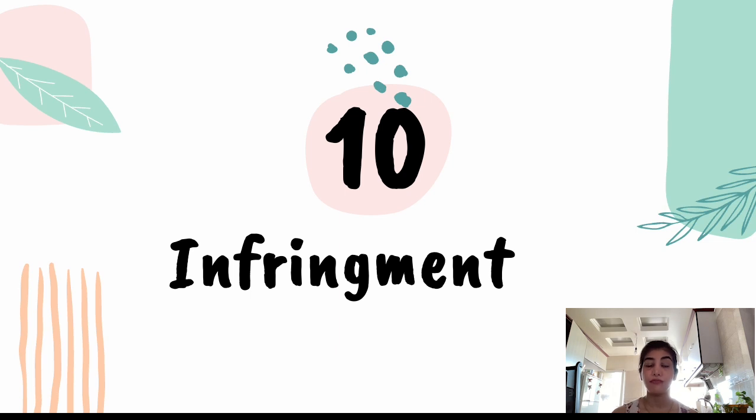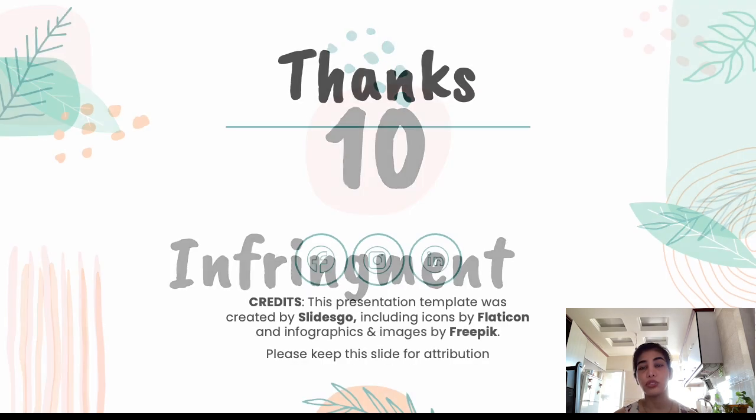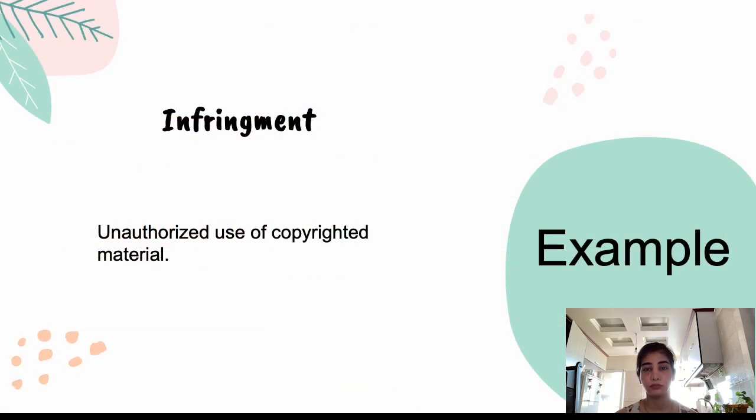Number ten, infringement. Infringement is violation, using a copyright without the authorization or permission of the creator. For example, if you provide a book online and make it free for people to download, a book that is published, and the writer is still alive and owns the copyright.